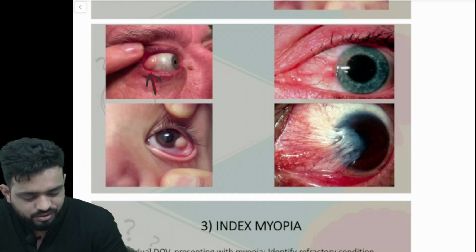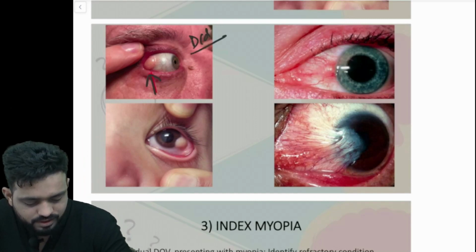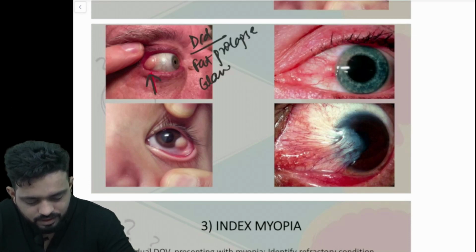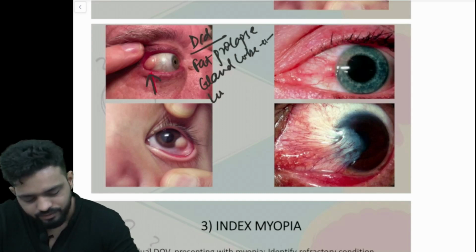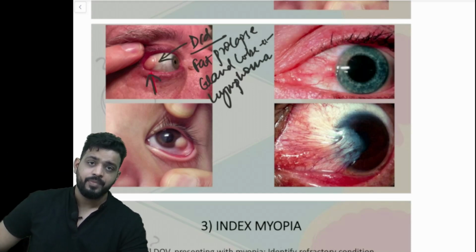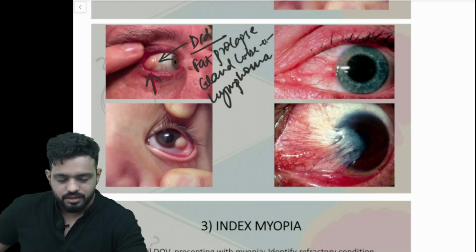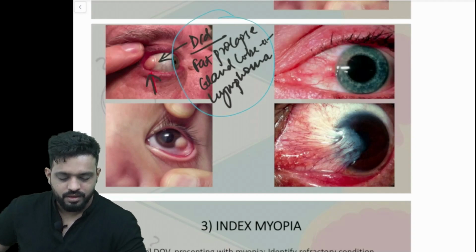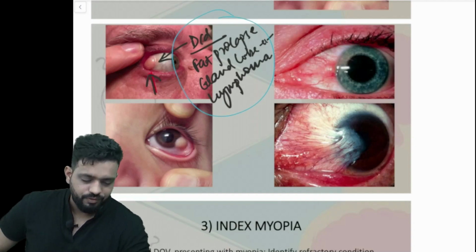The differential diagnoses you should remember over here, which is again a potential MCQ, are orbital fat prolapse, lacrimal gland lobe prolapse, and, very important again, lymphomas can also present with a mass like this. Am I clear about this? So these are again the potential MCQ areas which you can remember with this diagram or figure.